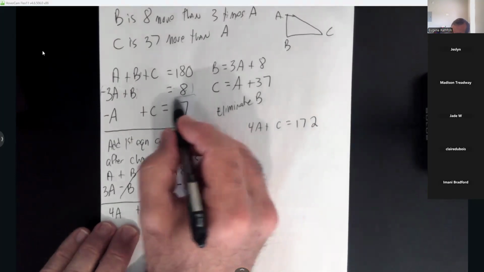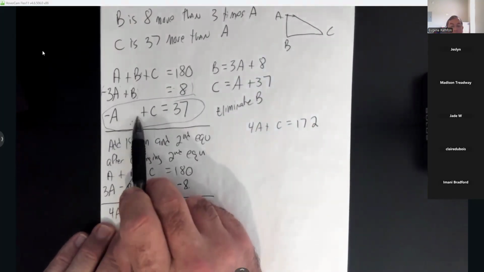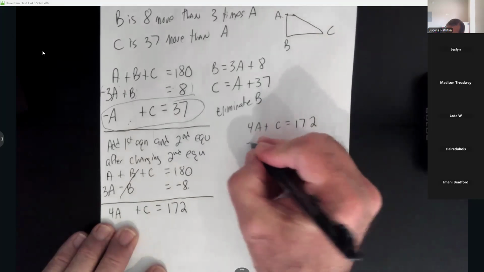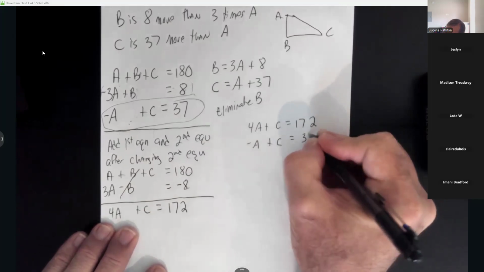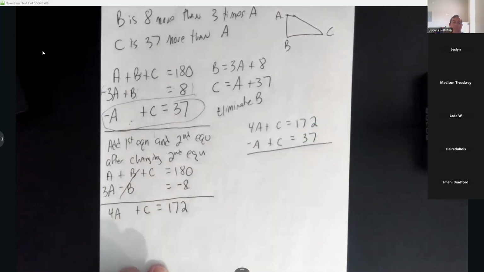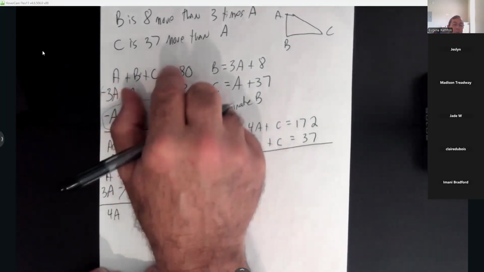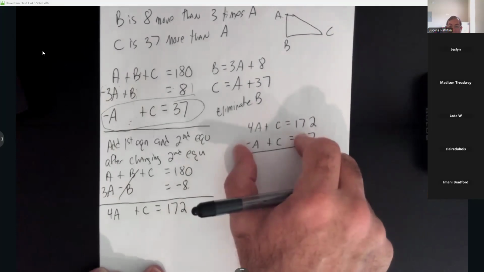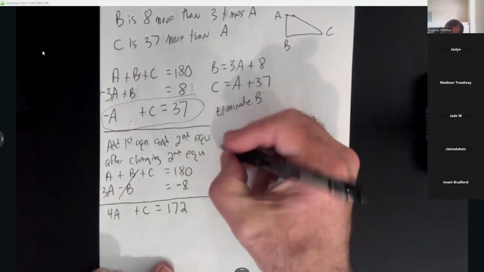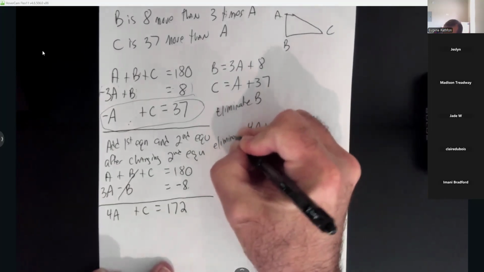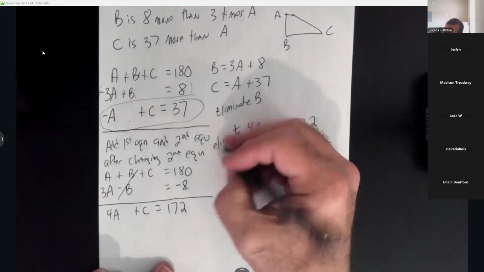Now notice, this one does not have a B in it at all. It's going to become my second equation. Negative A plus C equals 37. So if you'd have got rid of the C or the B, you could have used the other one as the second, okay? All right, so here I'm going to eliminate. Oh, let's see what I'm going to eliminate. I guess I'll eliminate the A.